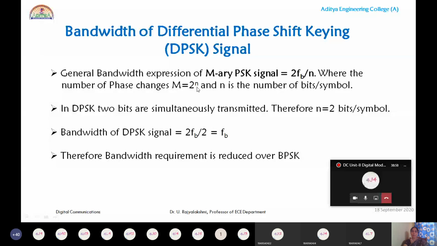So the bandwidth expression for any M-ary PSK signal is 2 FB by n, where M is equal to 2 power n, and M represents the number of phase changes. For example, if it is binary, it will have 2 phase changes, that will be 0 and pi. So we cannot say this DPSK is completely binary or completely quadrature. But here, because you are using a differential encoder, 2 bits are simultaneously transmitted. Other than that, the working principle is the same as that of binary PSK, because you will make use of a multiplier, and that multiplier will take the product of bk, the differential encoder output, with the oscillator, where the oscillator generates the carrier. So finally, what is the bandwidth of DPSK? It is 2 FB by 2, so it will be FB. So the bandwidth requirement is reduced over BPSK. That is the advantage of differential phase shift keying over BPSK.